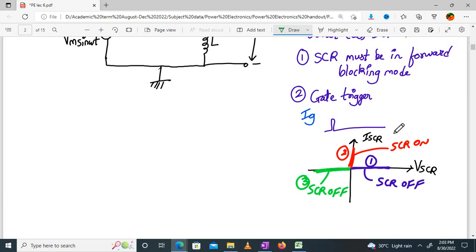Okay, and then when you apply a trigger pulse, it will jump from 1 to 2. And when the SCR is on, the voltage drop across the SCR is almost equal to 0. So whenever SCR is on, it behaves like a short circuit, and the voltage across the SCR will be 0. And whenever SCR is off, it will behave as an open circuit. This you remember, that's it. Is this clear to you? Now let us come back to this.